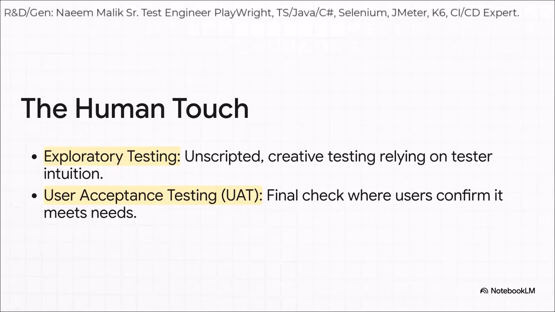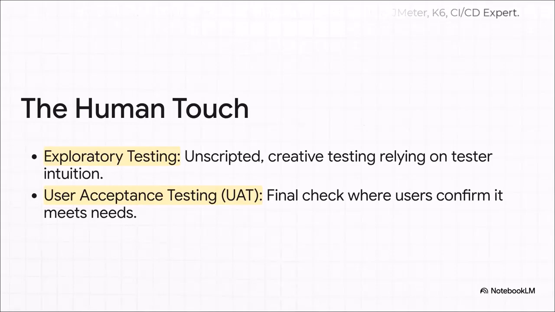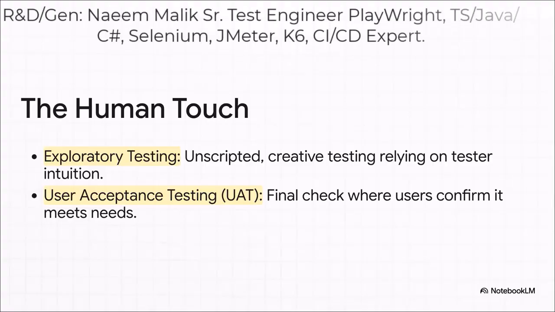With all this talk of automation, you might be thinking, are humans even needed anymore? Absolutely. There are places where scripts just can't compete. Exploratory testing is one. That's where a tester uses their creativity and intuition to just explore the app, finding weird bugs machines would never think to look for. And then there's user acceptance testing, or UAT. That's the ultimate final check, where real users give the final thumbs up.